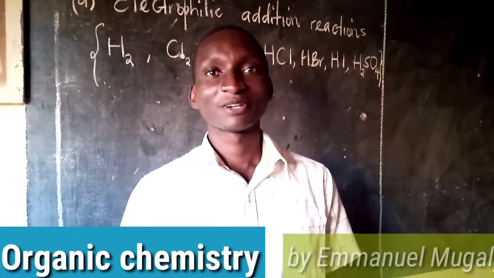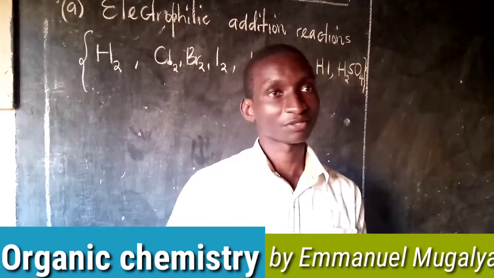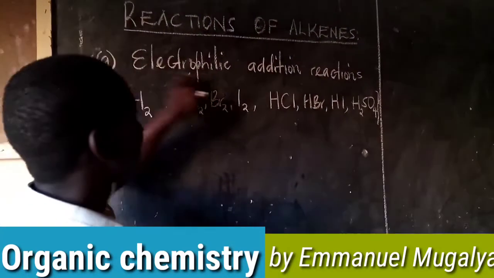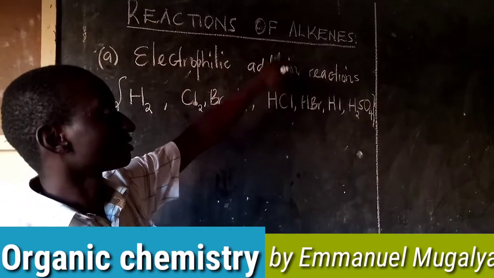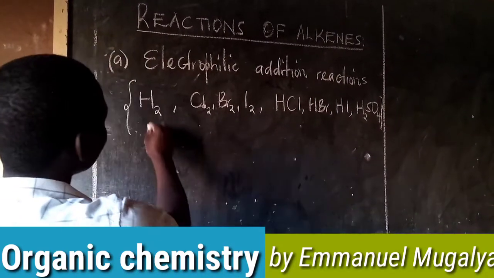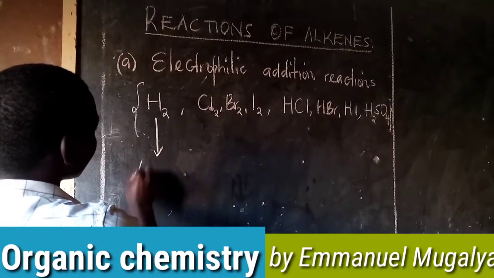In this episode, we are going to focus on the reactions of alkenes as a branch of organic chemistry, and we shall specifically look at the electrophilic addition reactions of the alkenes. The key reagents that we shall be focusing on will be hydrogen. Hydrogen combines to give us alkanes.